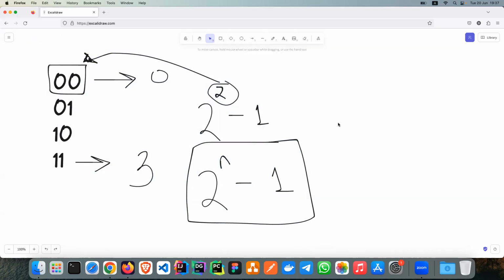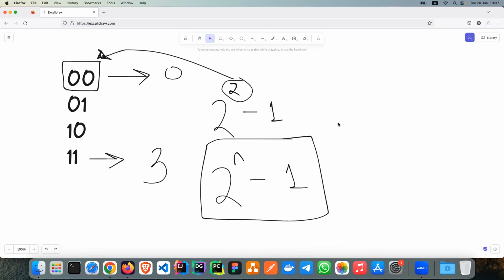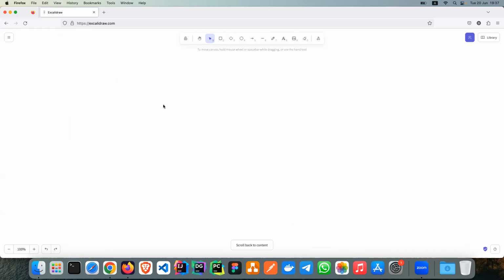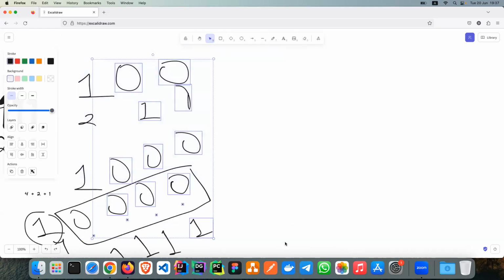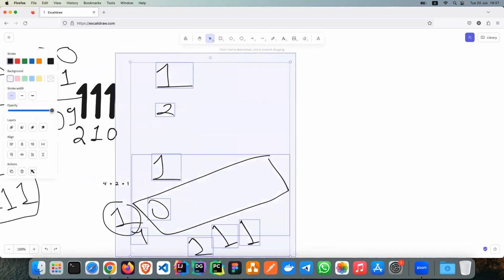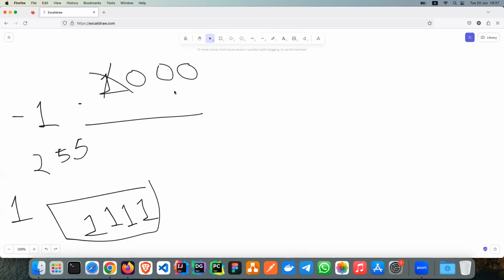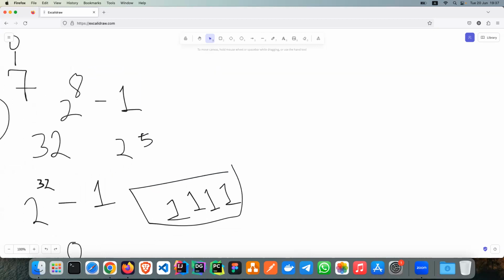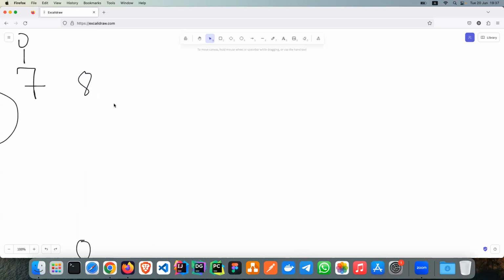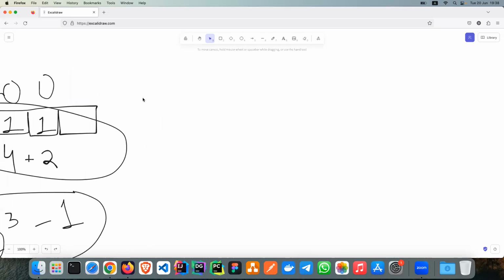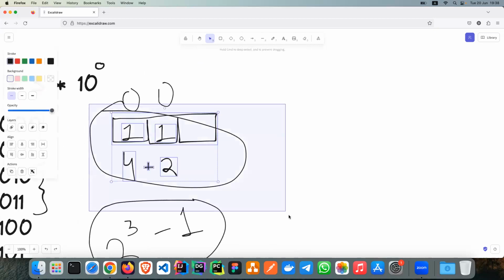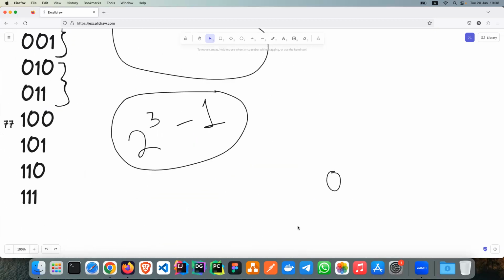I just didn't get how we can convert a normal number to the binary number, like how we can get from 3 to 11. Okay, I haven't talked about this, so we can talk about it. Let's remove this mess. Actually, it's also easy. We will just divide by 2 and we will get them.